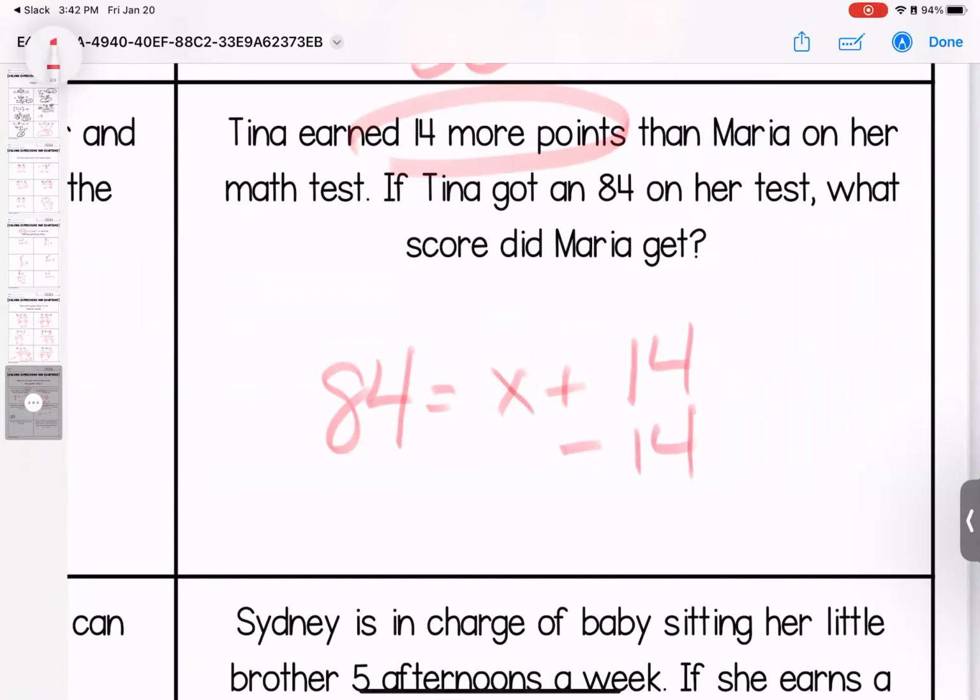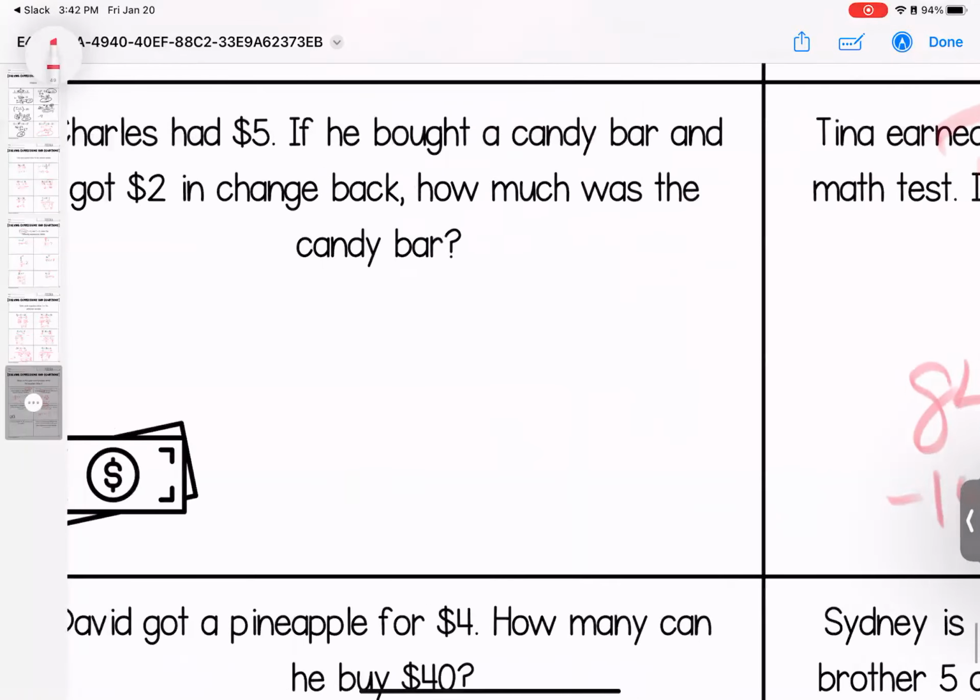So we're subtracting 14, subtracting 14. That means that she got a score of 70. We can check it. 70 plus 14 gives us 84.